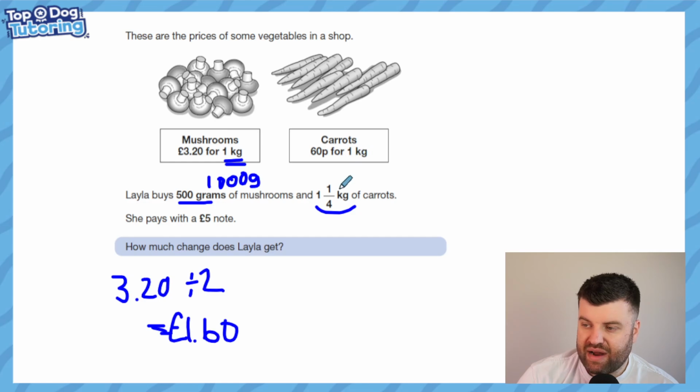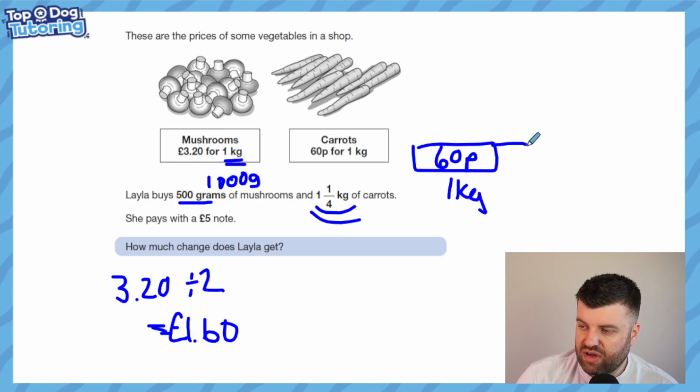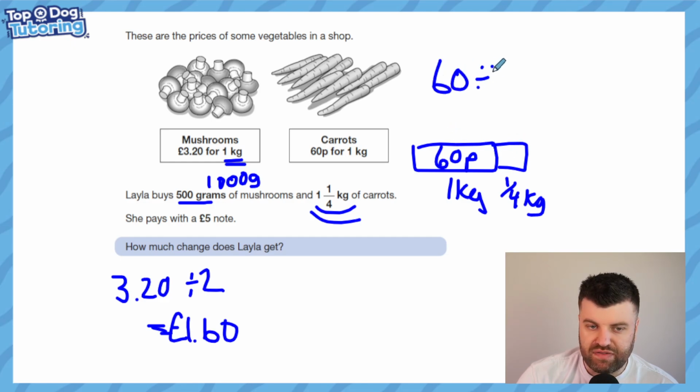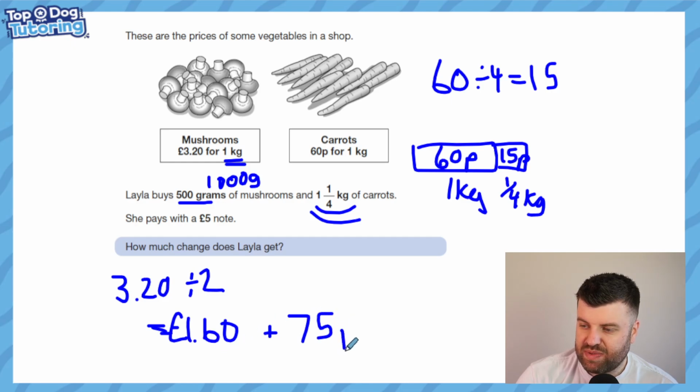60p for a kilogram of carrots. Okay, well, we've got 1 kilogram, so I can call that 60p because that's 1 kilogram. And now I've also got 1/4 of a kilogram. How do I work out that extra quarter? Well, we take a kilogram and we divide it by 4. 60 divided by 4 gets me 15. So I've got an extra 15 pence for the extra 1/4 kilogram. That means that we have 75 pence spent on carrots.